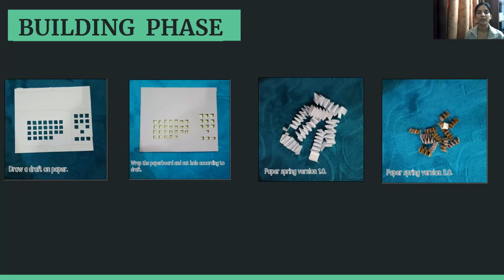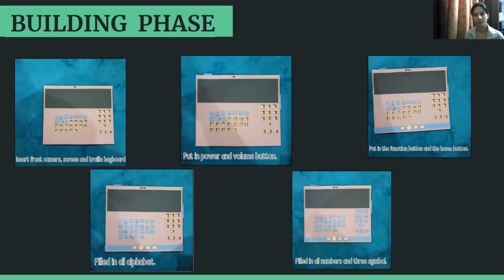During the building phase, we drew the draft on paper, and then we wrapped the paperboard and cut holes according to the draft. We just refer to it. We made paper springs, both versions, 2 different types. Following on, we started to insert all the features: the front camera, the screen, the keyboard, the power and volume buttons, the function buttons, the home button. Basically all the features that I explained earlier, we included in the prototype. We filled in the alphabet and the numbers at the last step, the Braille alphanumeric symbols.